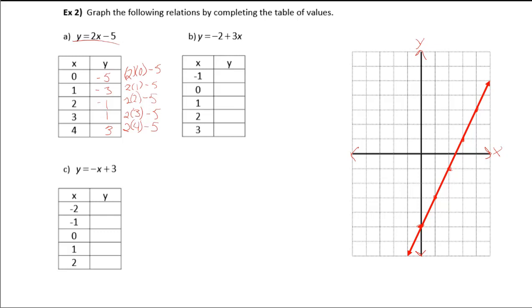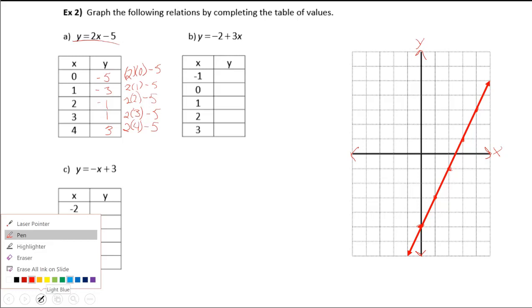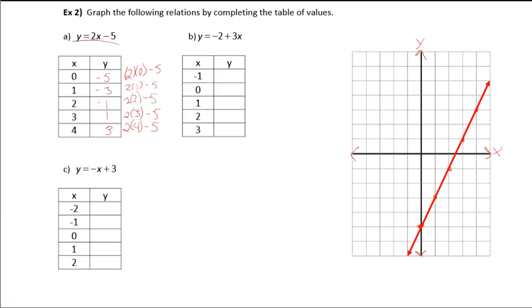Okay, our next example, let me just change the color of my pen. So for B, I'm going to use blue, and it's the same idea. You just sub in for x whatever is given over here, to find your y value. So we'll start with negative 2 plus 3 times negative 1. So 3 times negative 1 gives us negative 3. Minus 2, we get negative 5.